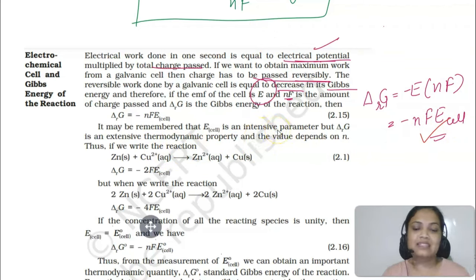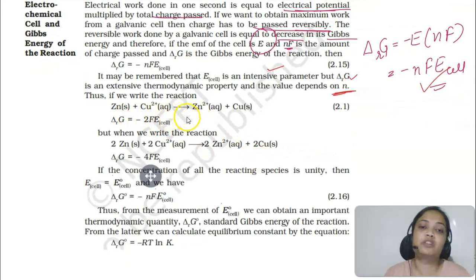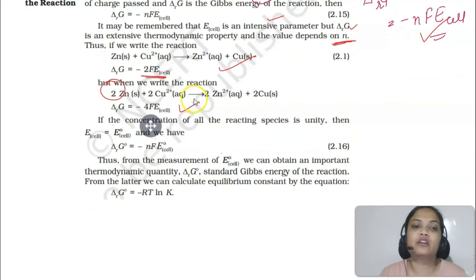You will see this in thermodynamics also, intensive and extensive thermodynamic properties. The value of delta G depends on the number of electrons. So in this case, delta G for this particular reaction will be minus 2F E cell. But if I multiply the reaction by 2, it will become minus 4F E cell. If we are talking in terms of standard electrode potential, that is, the concentration of all reacting species taken as unity, then E is equal to E naught cell.